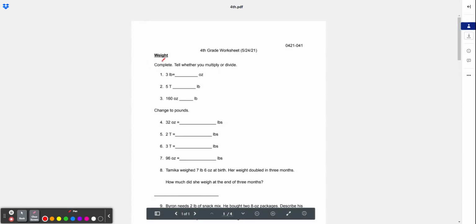So let's get started with weight and number 1. We're going to convert 3 pounds to ounces. We know that 1 pound is equal to 16 ounces. And for number 1, we multiply 1 pound by 3. So we're going to do the same for ounces. And 16 times 3 is 48. So 3 pounds is equal to 48 ounces.